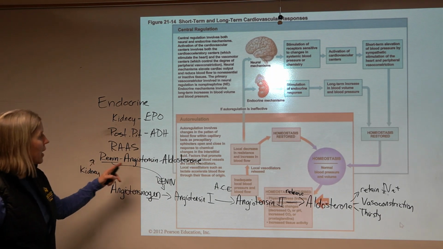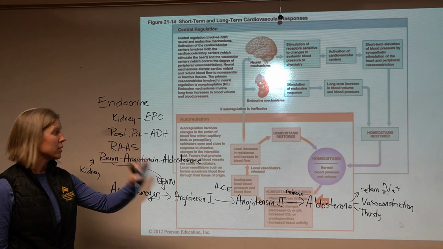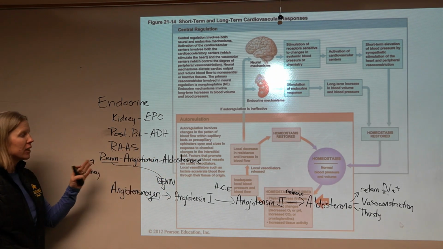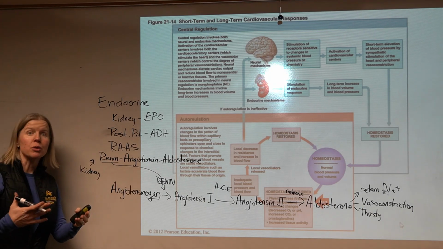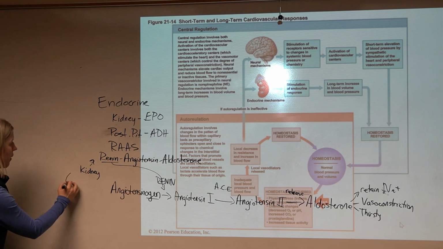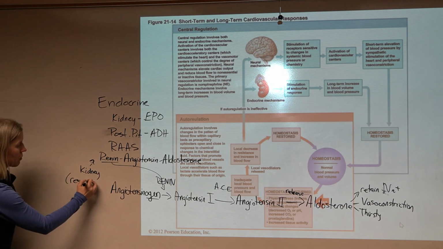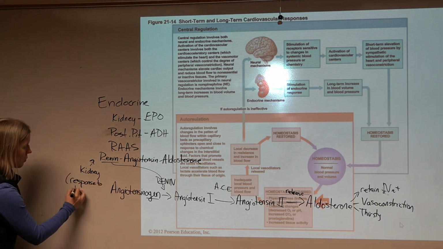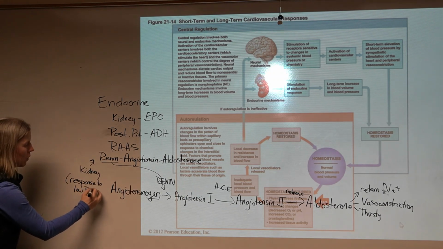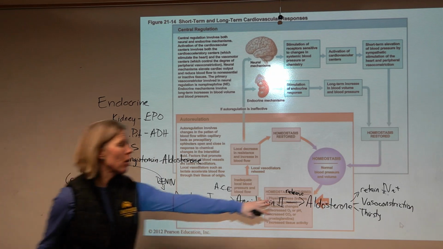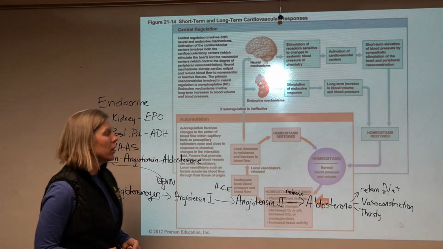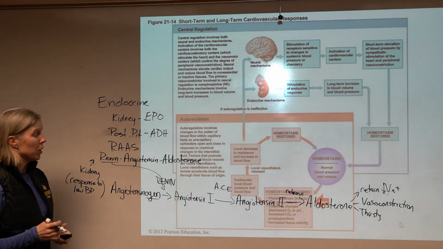But this is the renin-angiotensin-aldosterone system. Again, the kidney releases renin in response to low blood pressure. Sorry if I did not say that earlier. Low blood pressure, low blood volume, and so all these things are working to up blood volume or blood pressure.